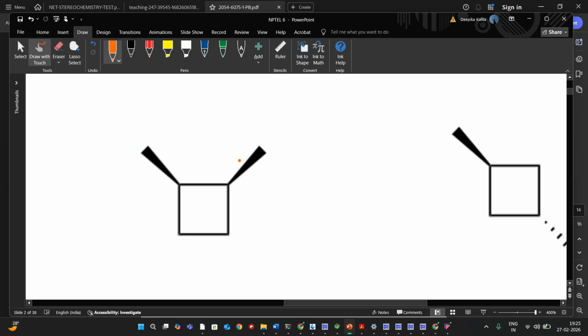Next, again, we have another meso compound where a plane of symmetry can pass through it and it can divide itself into two equal halves. But it also possesses two asymmetric carbons. Hence, although this molecule is having two asymmetric carbons, the molecule as a whole is achiral and is a meso compound.